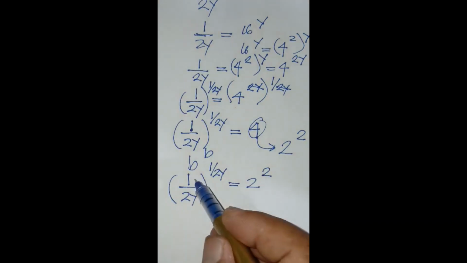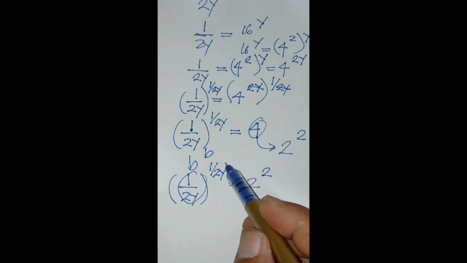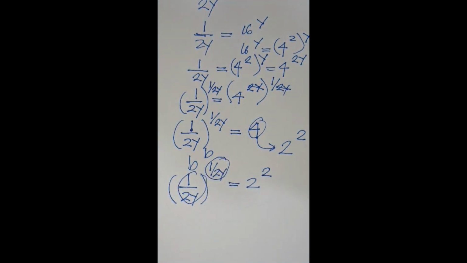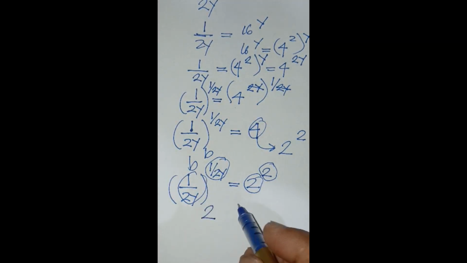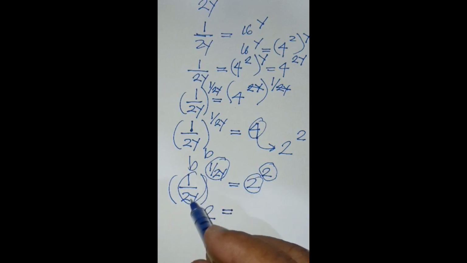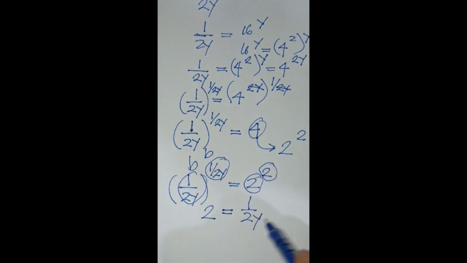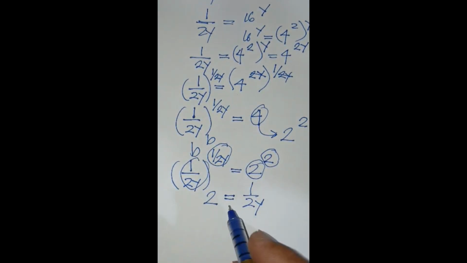So here you notice that the base is the same as the exponent, and with the right-hand side we have the base also the same as the exponent. So we can now equate the bases, that is 2 is equal to 1 over 2y, and the exponents, 2 is equal to 1 over 2y.